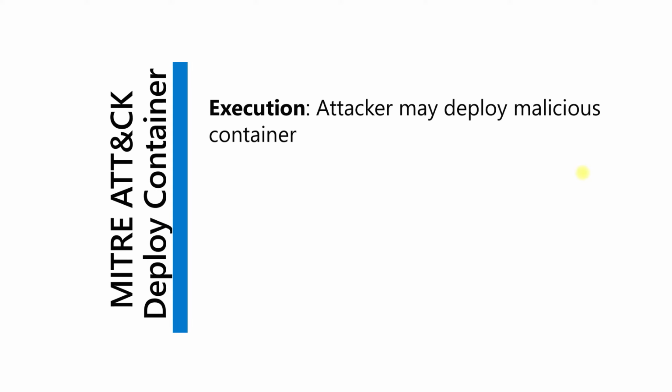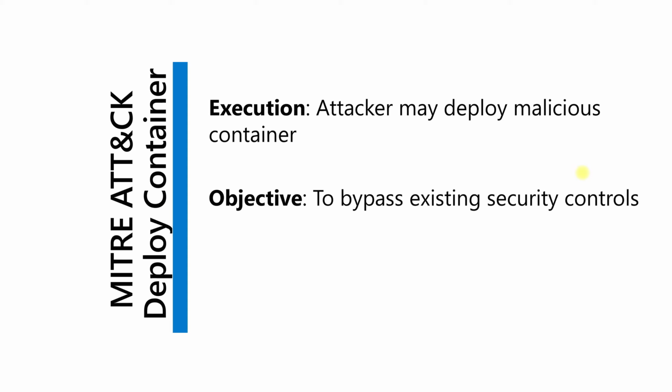A little bit more about deploy container with respect to MITRE ATT&CK. What are the objectives? In execution, the attacker may deploy the malicious container because they get that kind of privileges, and the container runs with tokens, or you can say service accounts. Service accounts store these tokens somewhere in a mounted folder. This kind of enumeration can be performed once you have an initial foothold.